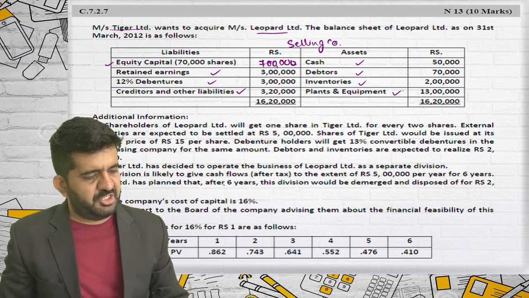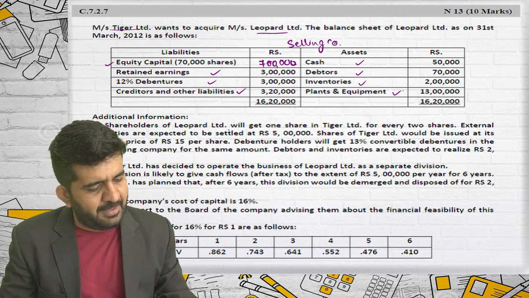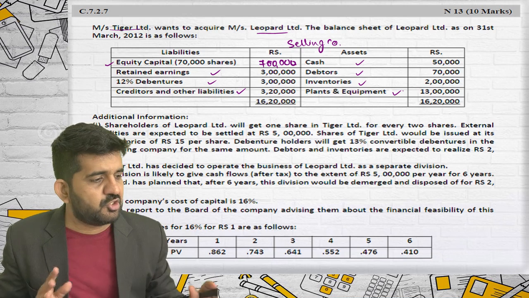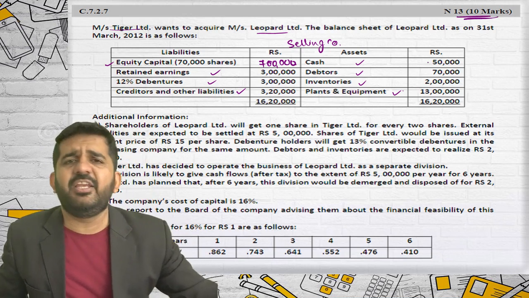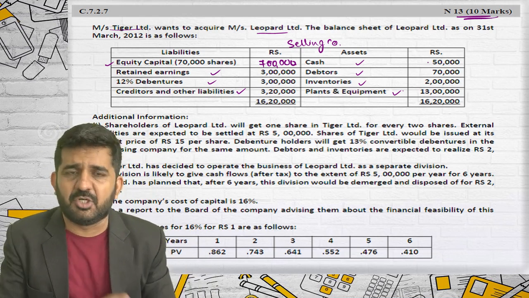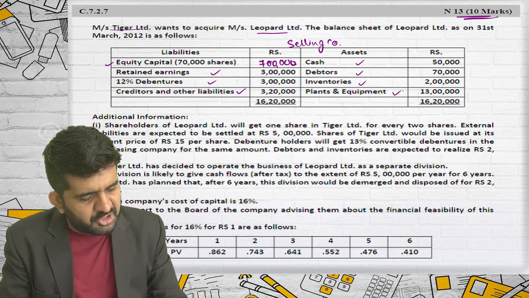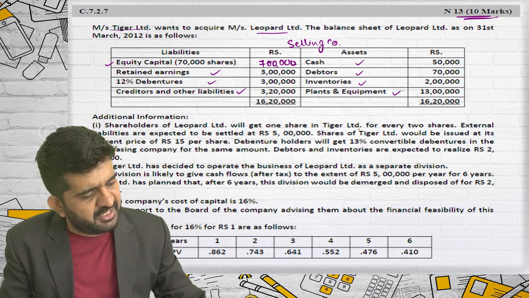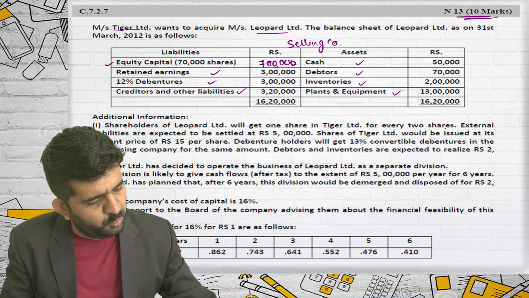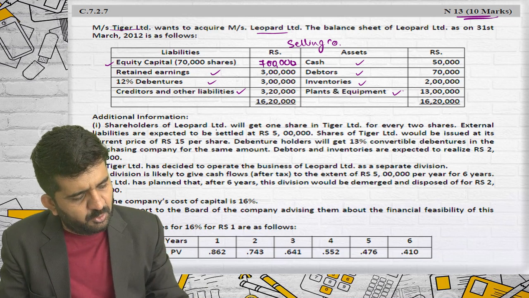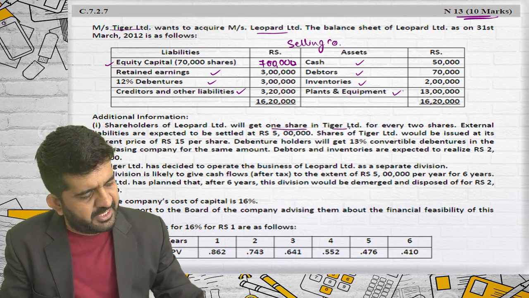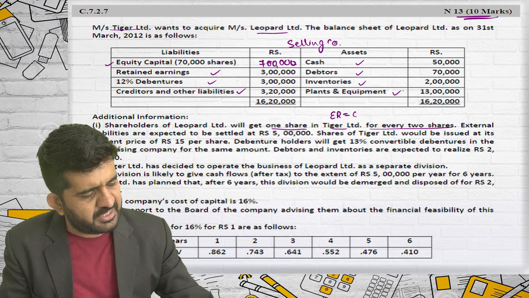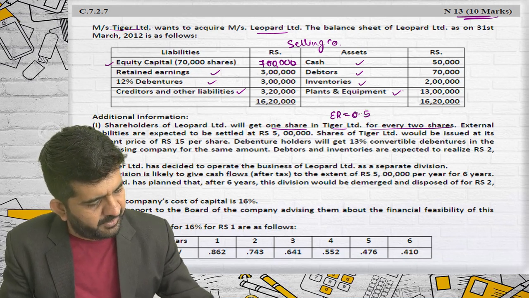Additional information. Shareholders of Leopard Limited. Now read the question very carefully. This is not a very normal question which was asked in merger and acquisition. Shareholders of Leopard Limited will get 1 share in Tiger Limited for every 2 shares held. If I go fast, the exchange ratio will be 0.5.